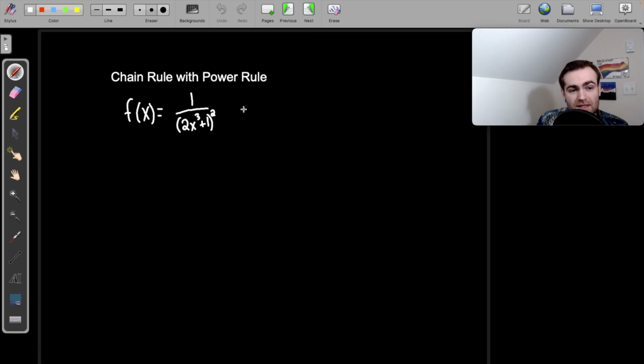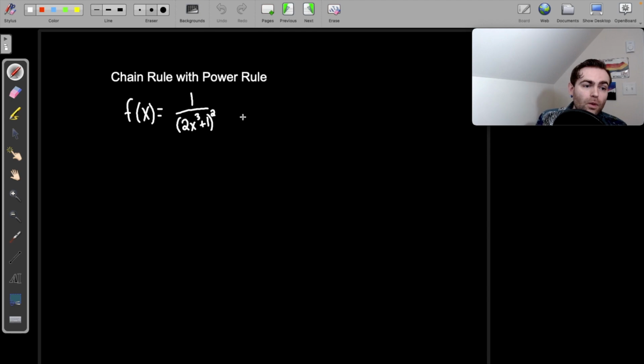So the first thing that we're going to see is using the chain rule with the power rule. If you remember the power rule, that is when you have a power function, you bring the power down and multiply that by the coefficient, and then you take one away from the power. We're going to do the same thing here.